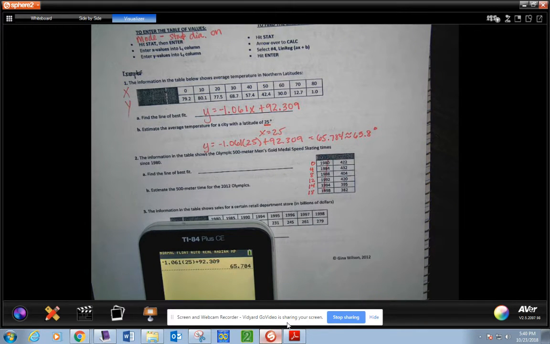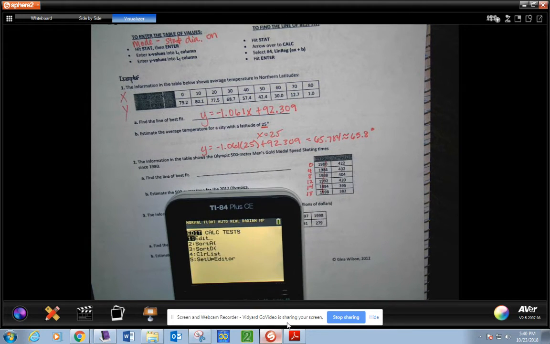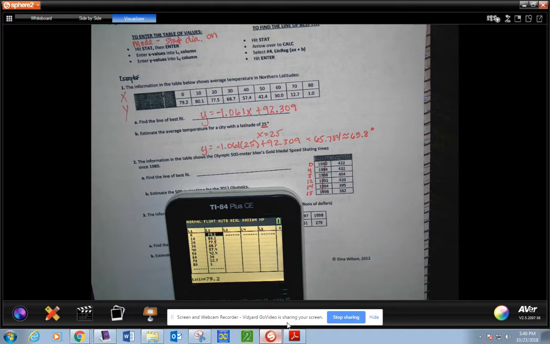Okay, so when you go back to stat and you hit edit, do you notice how all this information is still there? You're going to scroll up and make L2 bold and hit clear, enter. And you're going to scroll up and make L1 bold and hit clear, enter. Now you're ready to put in your info. So we have 0, 4, 8, 12, 14, and 18. Okay, moving over to L2, I have 422, 432, 404, 420, 395, and 382.